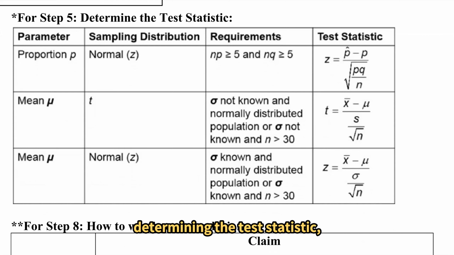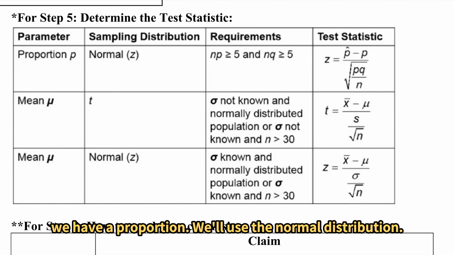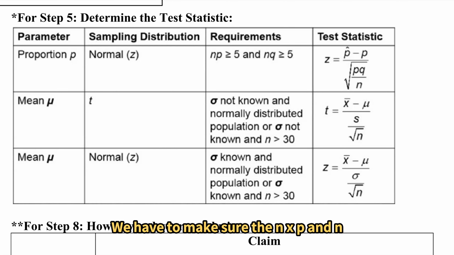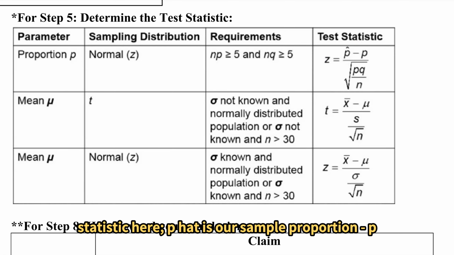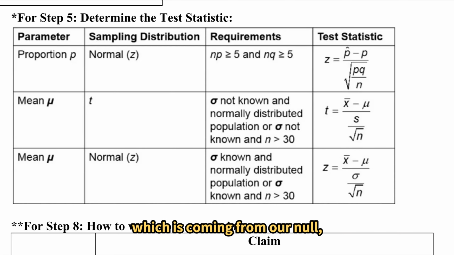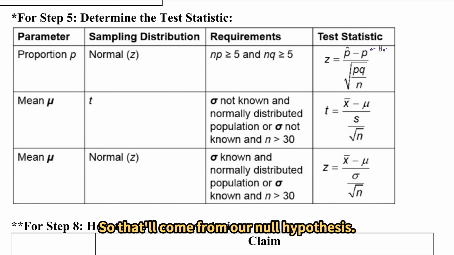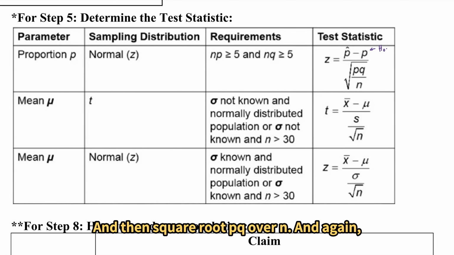So for step 5, determining the test statistic, we have a proportion. We'll use the normal distribution. We have to make sure that n times p and n times q are greater than or equal to 5 so that we know we can use the normal distribution to approximate the binomial that comes up with the proportion. And we have a formula for our test statistic here. P hat is our sample proportion minus p, which is coming from our null. So that'll come from our null hypothesis. And then square root pq over n.